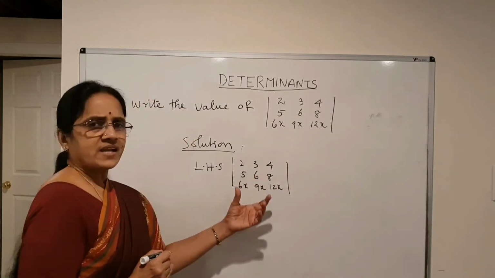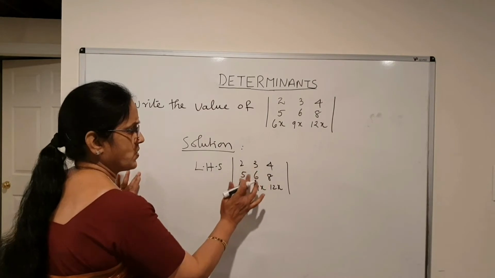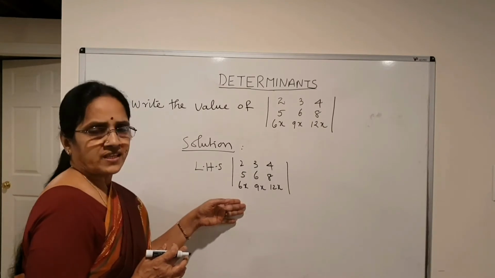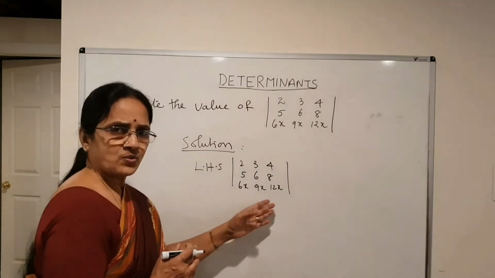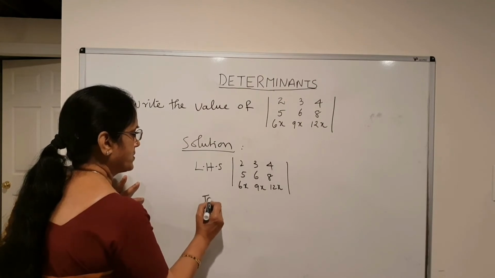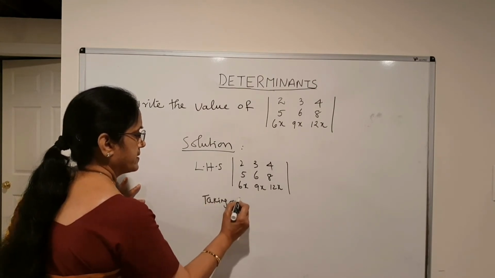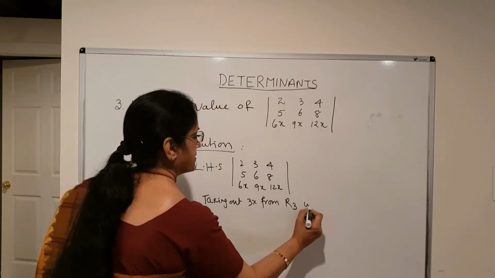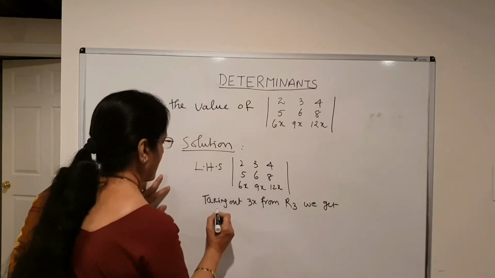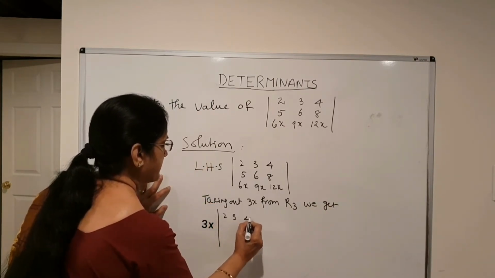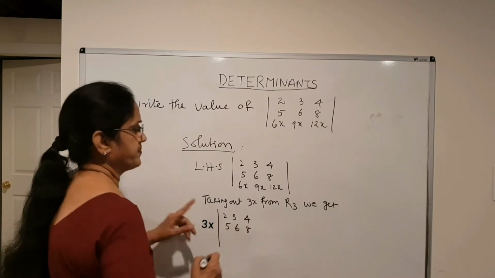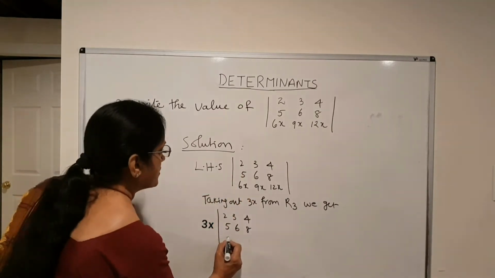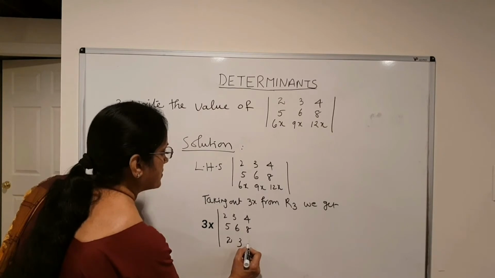By looking at it, we cannot do anything in the first row as well as in the second row. If you see the third row, I can take out 3x from the third row. So let me write that. Taking out 3x from R3, we get first row will remain the same, second row also will remain the same. Third row, I have taken out 3x. Then what will I be having inside? 2, 3, 4.